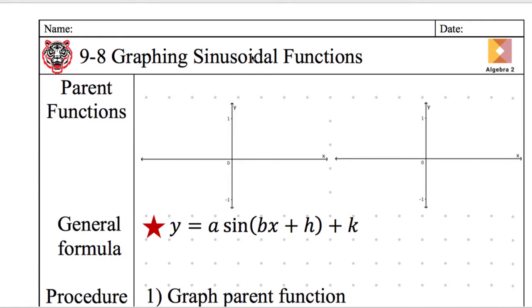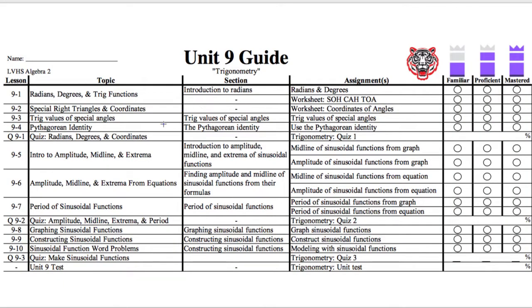We are in pre-calculus doing some Algebra 2 review. We are on Algebra 2 lesson 9-8, graphing sinusoidal functions. So it all comes together. So this is where we are in the guide. We've been just doing special right angles. We've been doing amplitude, midline, extrema.